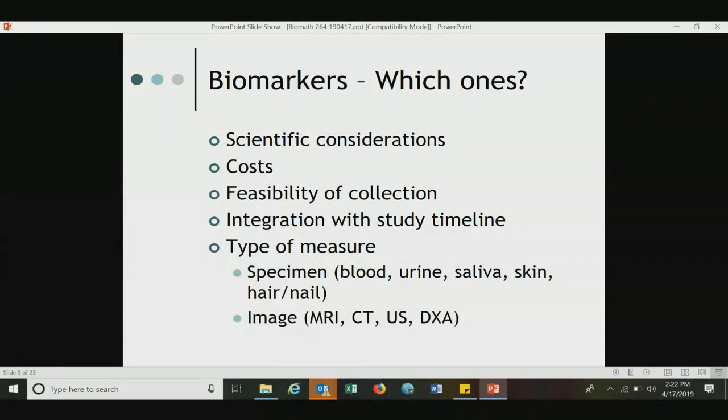And then you want to consider what type of measure you're looking at. So you're looking at a specimen, or are you looking at an image as a biomarker? The specimens that I'm familiar with are blood, urine, saliva, skin, hair, and nails. And then there's a variety of imaging technologies, but there's probably some that I haven't even thought of to put on there. In fact, I don't have X-ray on there, and we know that X-rays are very common images, right? So those are all biomarkers because they're all telling you something about someone's biological state.